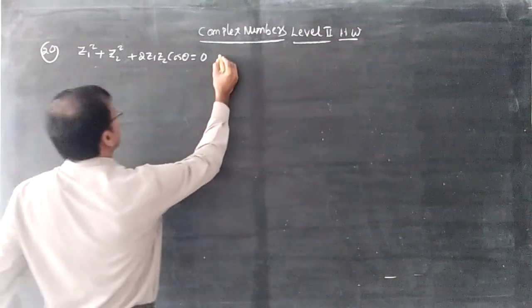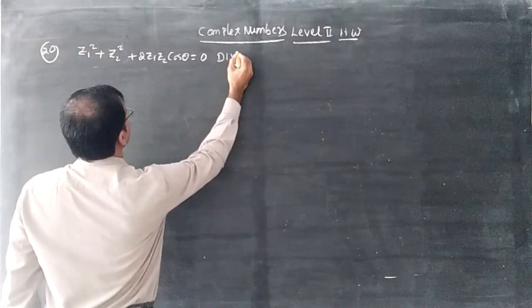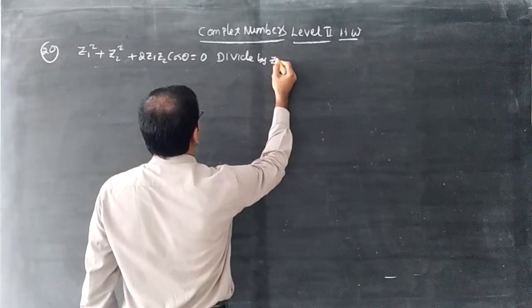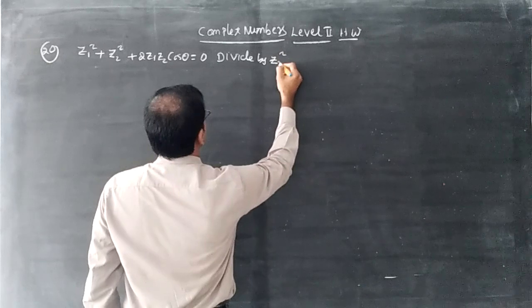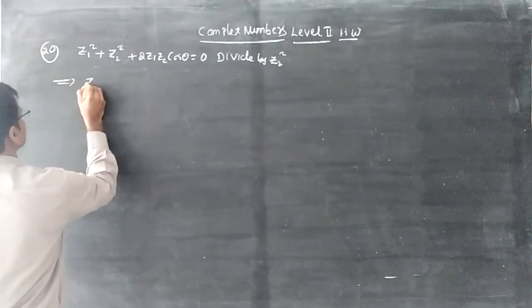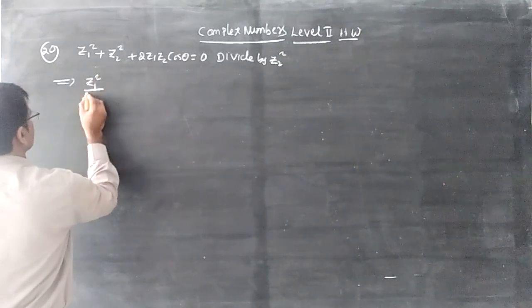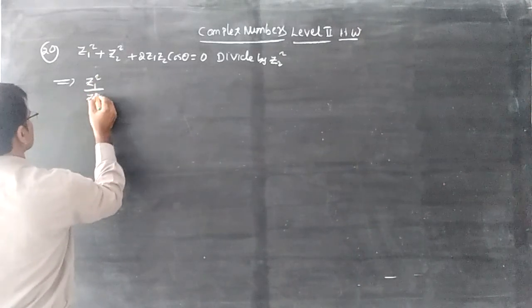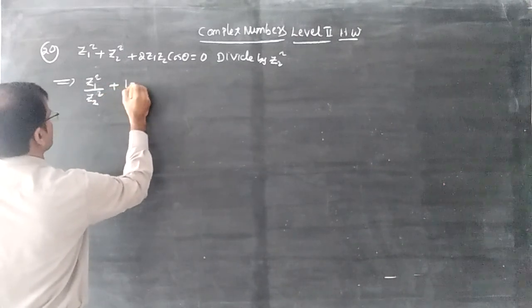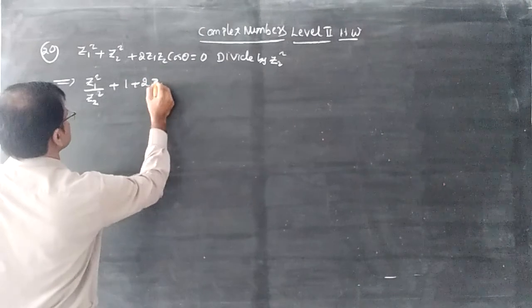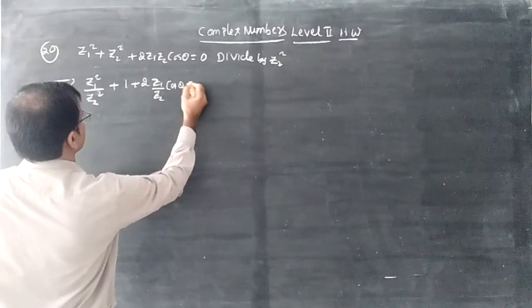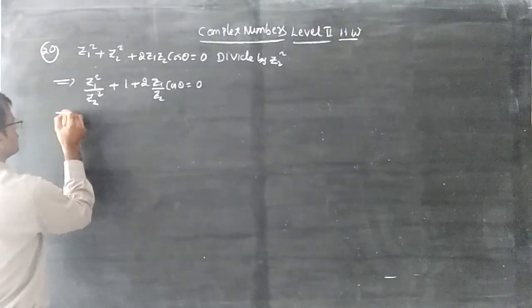Students, better to divide by Z2 square, getting two complex numbers as one complex number. Write like this: Z1 square by Z2 square plus 1, plus 2 Z1 by Z2 cos theta equal to 0.